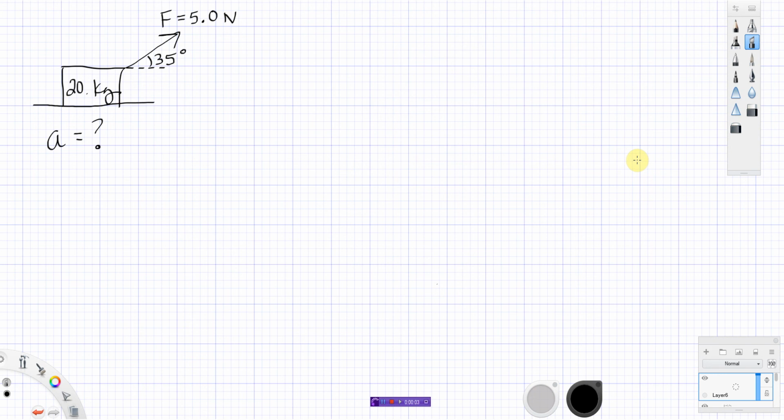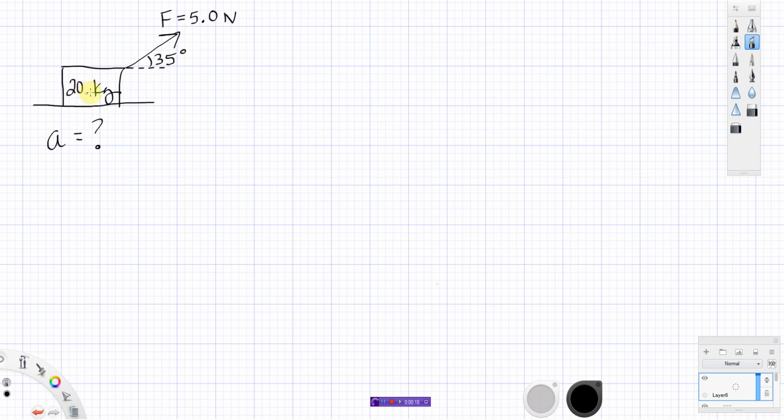Okay, this is a Newton's second law problem with one object, but in two dimensions. The webcam looked pretty choppy on the last one, so I'm just not going to use it anymore. So, here we go. Here's my object.